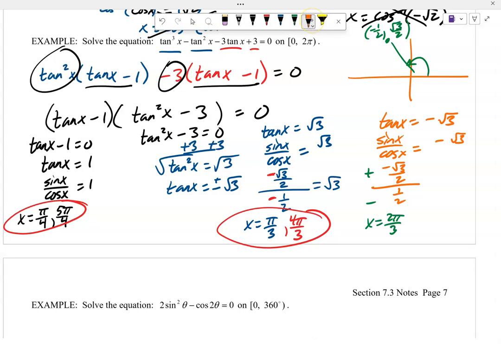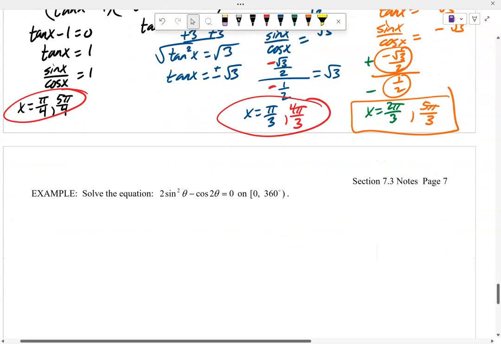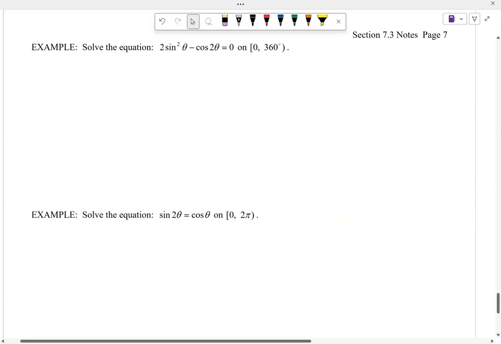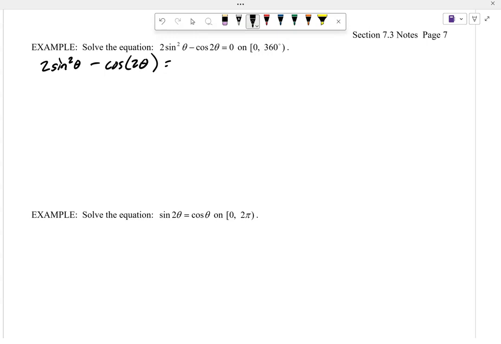And now let's do where the sine is negative and the cosine's positive. So a half and negative root 3 over 2. And that happens at 5 pi thirds, or 300 degrees. Right? And there's all 6 of our solutions for this one. All right, about 3 more of these. We'll do some more with some factoring, involving some replacements. Here we have 2 sine squared minus cosine of 2 theta equals 0.